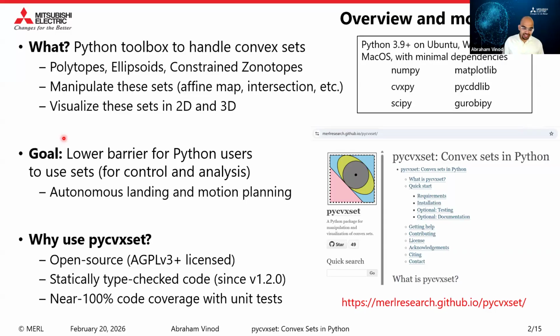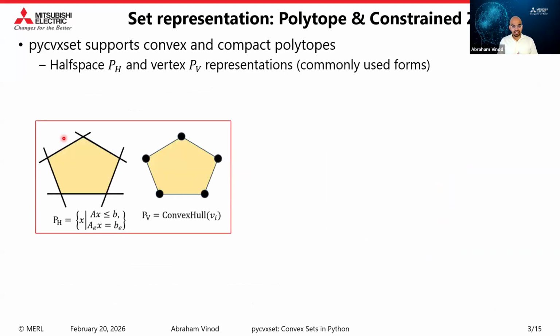Why use pycvxset? First of all, it's open source. We license it under AGPL version 3 and plus. It has minimal dependencies. I use CVXPY heavily to encode a variety of convex problems that I deal with while doing the sets. So thank you all for the hard work on that. Additionally, it's statically type checked and also has near 100% code coverage. The code documentation is available online as well. So let me get started on the different set representations.